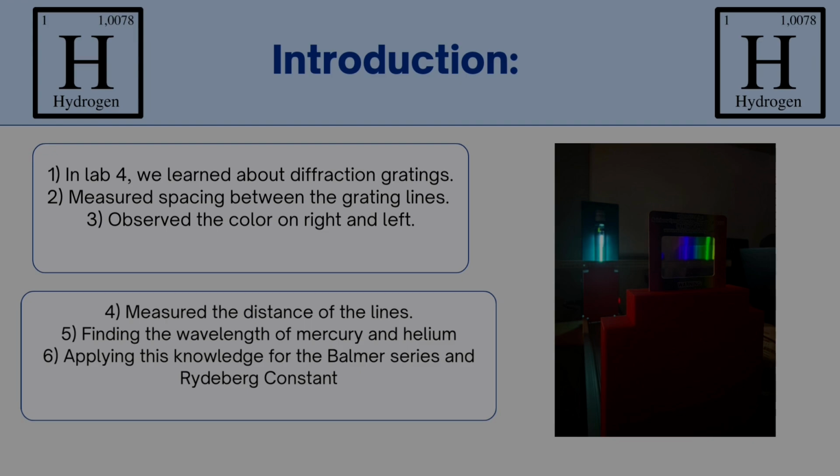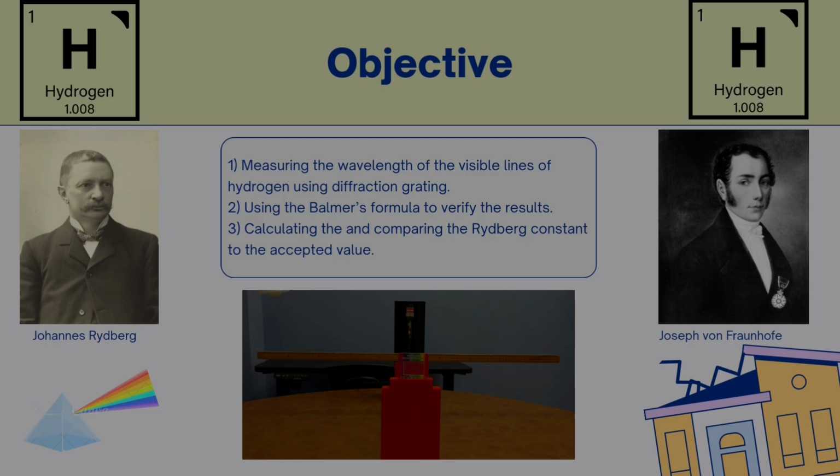So, we are using this knowledge and applying it to something even cooler, which is the Balmer series of hydrogen. The three objectives of the lab are measuring the wavelength of the visible lines of hydrogen using diffraction grating, using Balmer's formula to verify the results, and calculating and comparing the Rydberg constant to the accepted values.